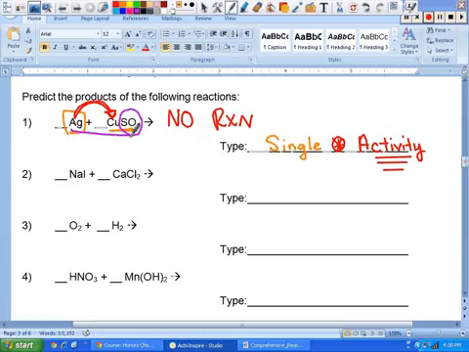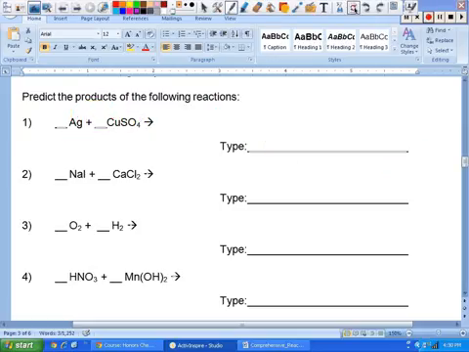Looking at number 2, you have a compound plus a compound. You should easily recognize this is a double. Now, why is this not an acid base? Because acid base is a type of double. Well, it's obvious. There's no H and there's no OH in either of these two equations. So we have the outsides getting together and we have the insides getting together.